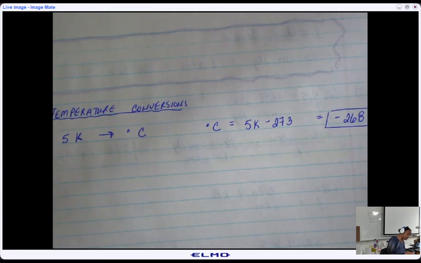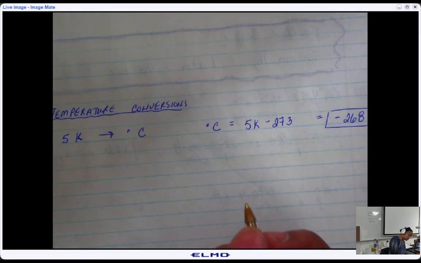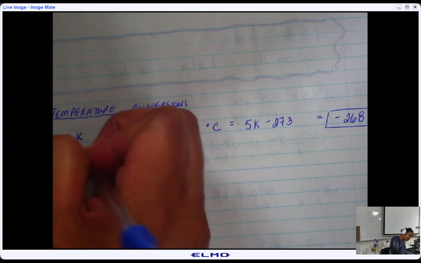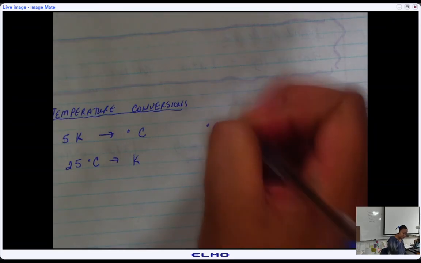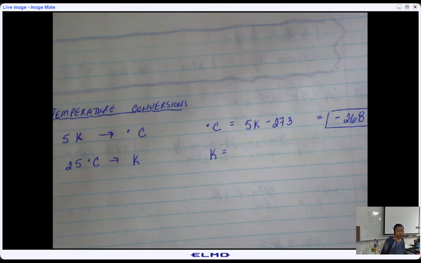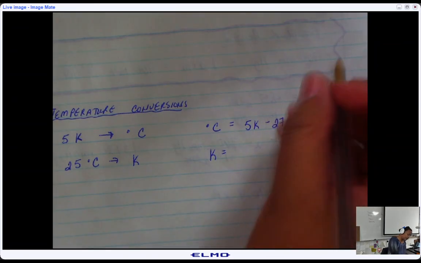Okay, one more. What if I have 25 degrees Celsius and I need to change it to Kelvin? What would I do? Add 273. You're going to add 273.